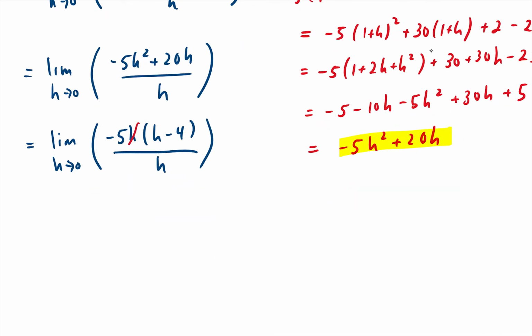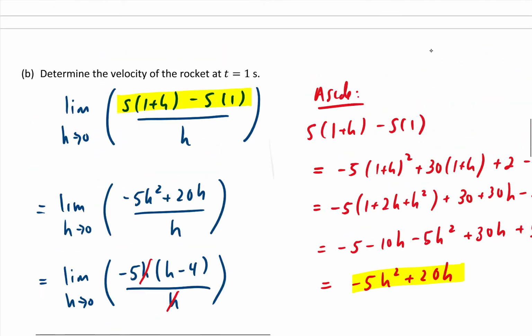So now we can cancel out the h, and we're left with the limit as h goes to 0 of negative 5 times h minus 4. If we sub 0 into this equation, we see we end up with 20 meters per second. So let's go take a look at our graph.